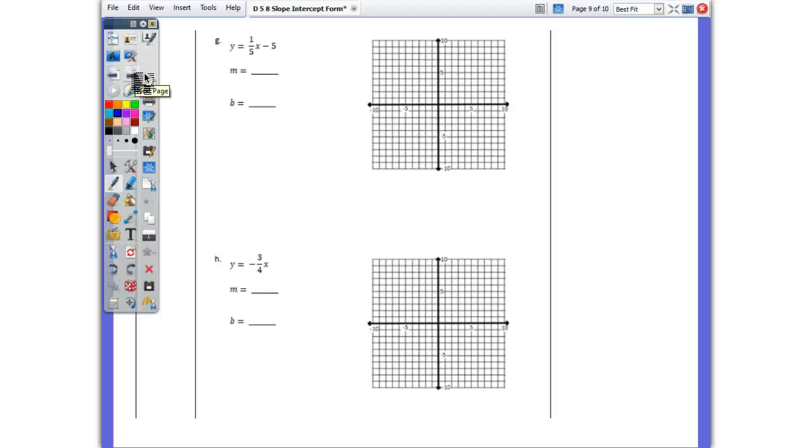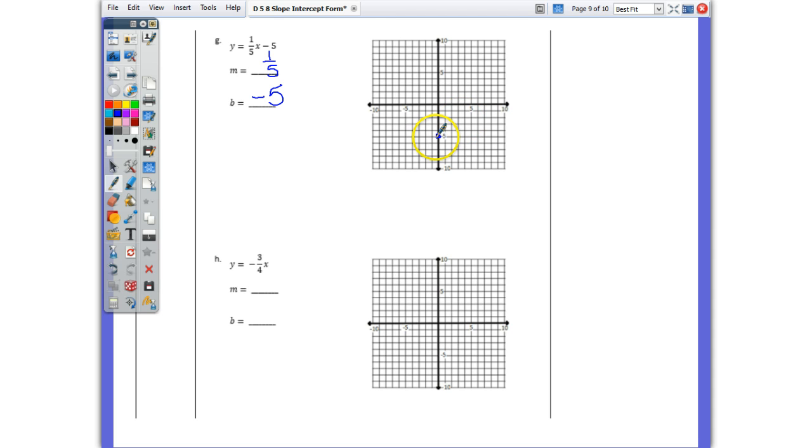What's my slope? 1/5. What's my y-intercept? Negative 5. From the origin, where do I start? Negative 5. Okay, so go down to the negative 5. Now, what kind of slope? Positive or negative? What kind of slope do I have? Positive, so make sure our line is running to the right.